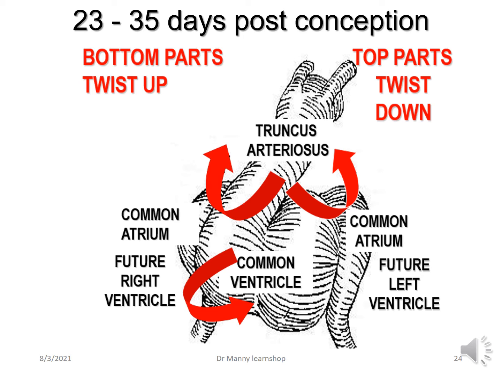Day 23, day 35, post-conception, the bottom of the heart, cardiovascular, twists up. The top part twists down. And now we're starting to see something that resembles the truncus, which contains the pulmonary artery and the aorta, the common atrium, right and left, the common ventricle, right and left.